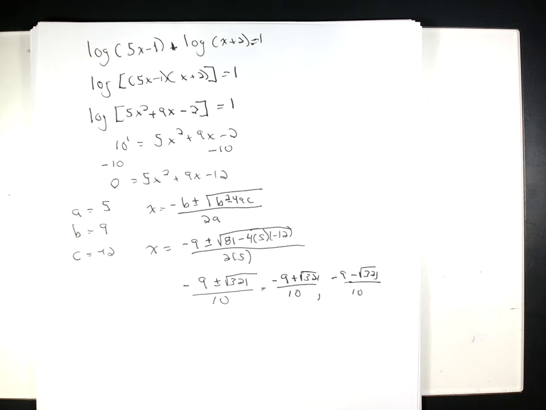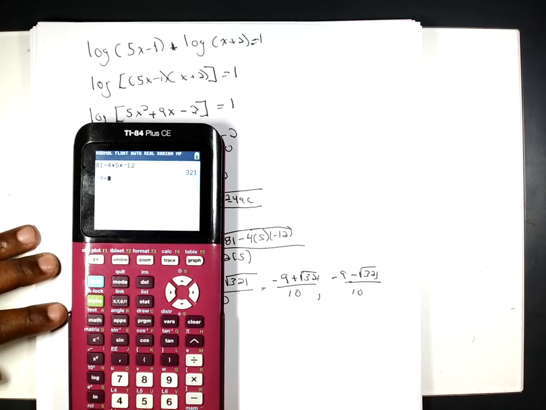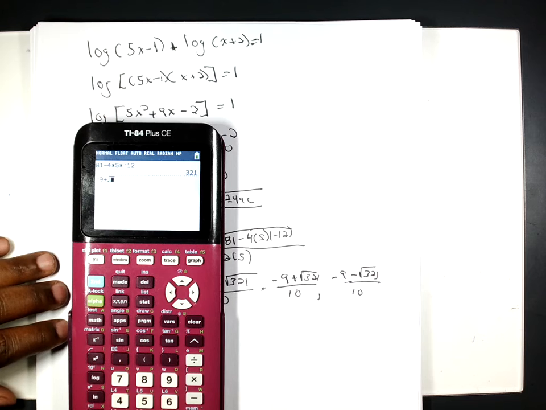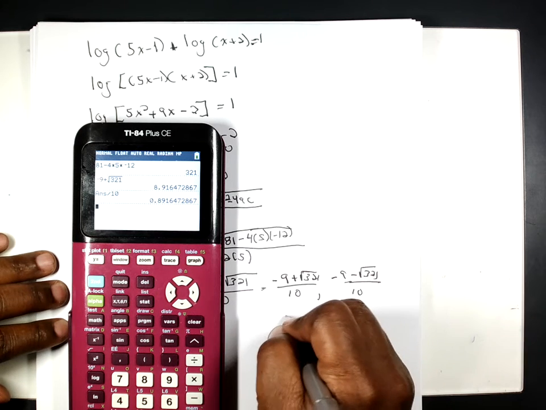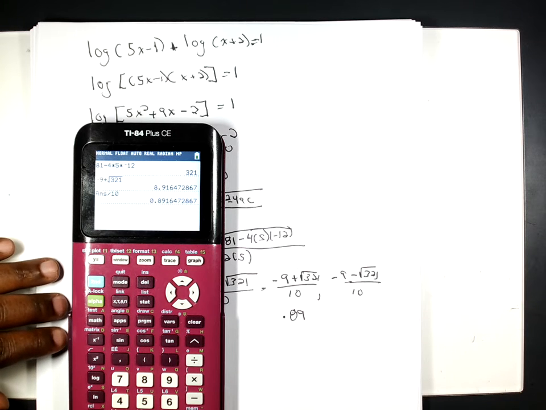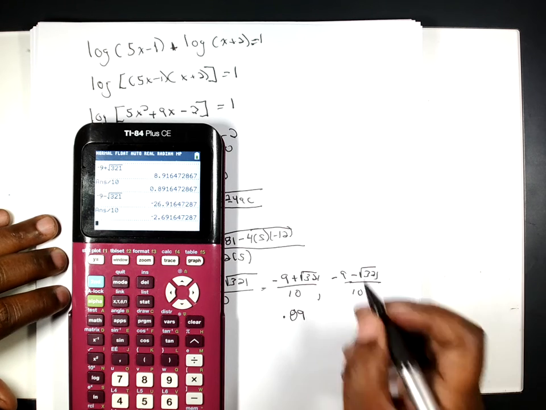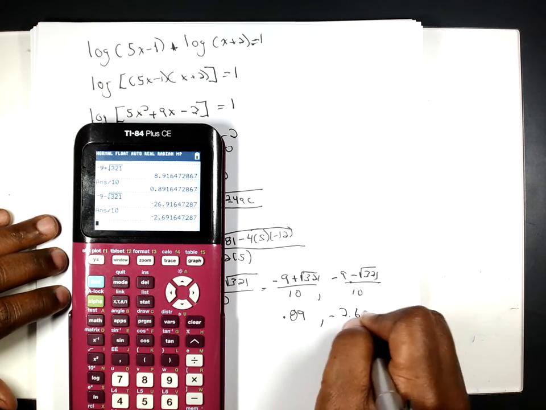So first I'm going to do negative 9 plus the square root of 321. I got that answer, and then divide it by 10. This wanted it rounded to the nearest hundredth, so I get 0.89. And then I'm going to do negative 9 minus the square root of 321, and then divide that by 10. And I get negative 2.69.